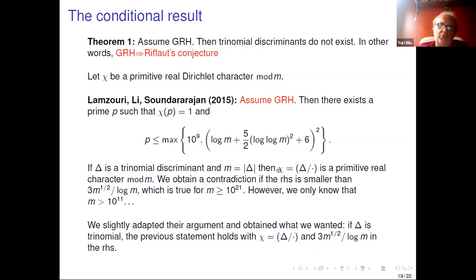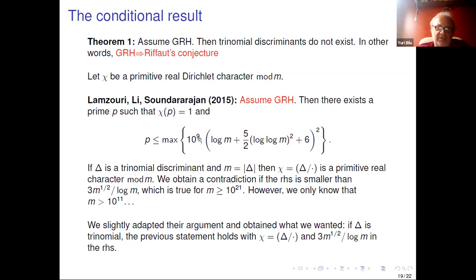And we apply this to chi, which is the Kronecker symbol, a primitive real character mod the absolute value of delta mod m. Why is it primitive? Because delta is square-free. And we obtain a contradiction if this right-hand side is smaller than what is allowed for trinomial discriminants. But this is true only for m bigger than 10 to the 21. And this 10 to the 21 emerges because of this 10 to the 9 term.